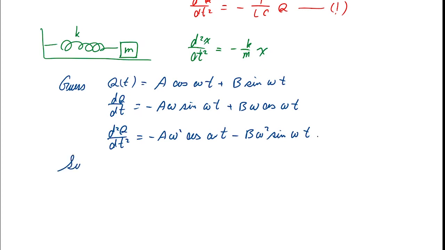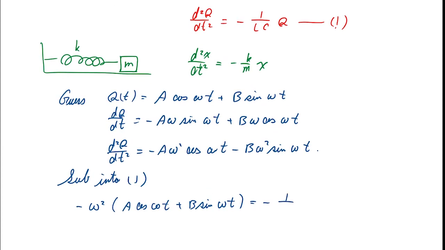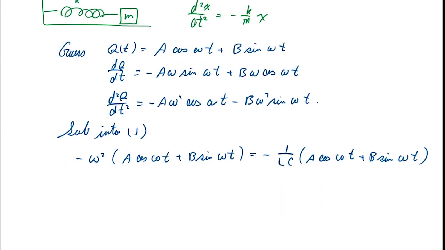You substitute this back into equation one here. So on the left-hand side, you have this, and you have common factor negative omega squared, and then A cosine omega t plus B sine omega t. And on the right-hand side, you just have negative K over M, negative 1 over LC. I was almost solving the other equation. And then A cosine omega t plus B sine omega t. As you can see, these two are the same. They cancel. So that tells you omega is equal to square root of 1 over LC.